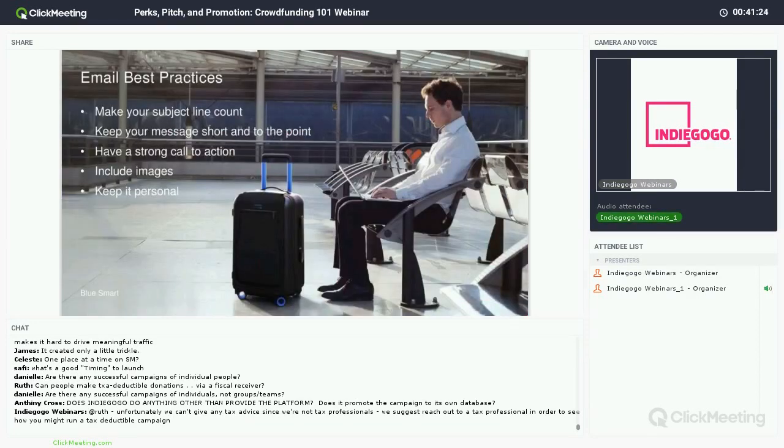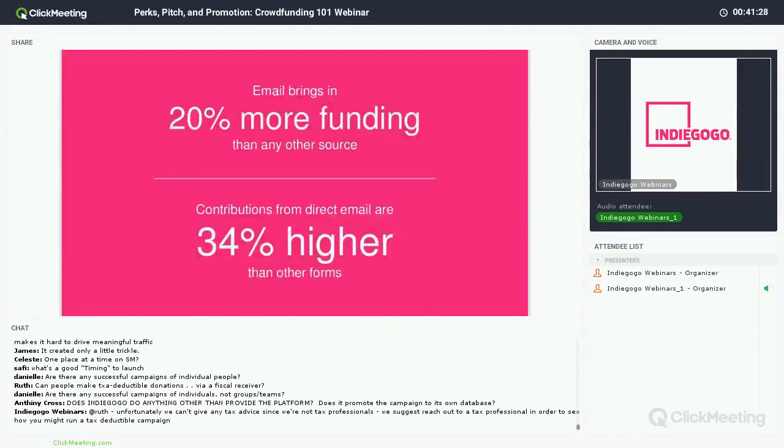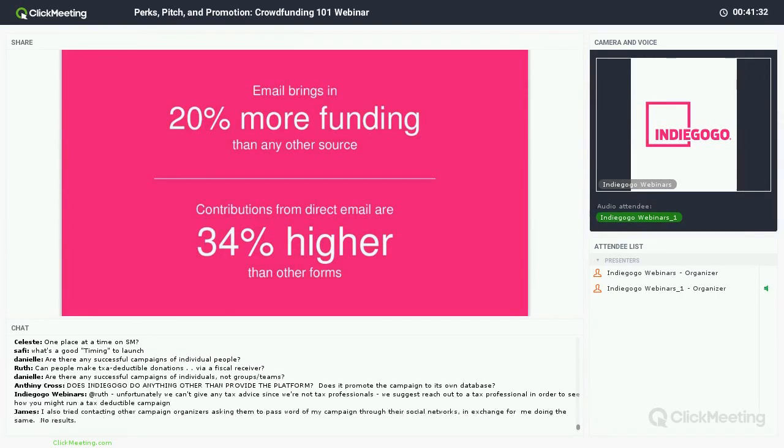So best practices around email. Actually, before that, I wanted to say one other thing about email. We find that email converts at a very high rate. So if you send out a mass email, email can convert anywhere between 1% to 5%, whereas other forms of outreach, much, much lower.